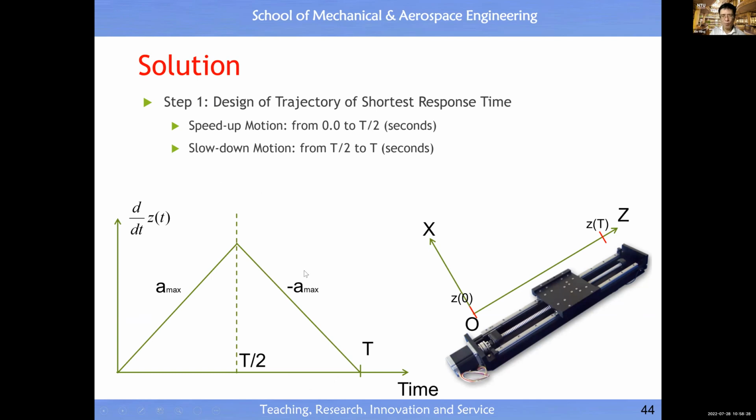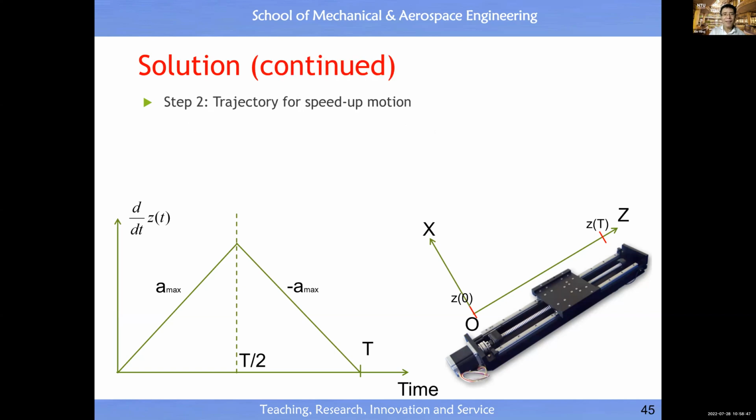Second movement is to slow down from the half traveling time all the way to the entire traveling time. So basically just 2 time intervals, okay? And the entire traveling time is T, then half should be T divided by 2, okay? Then during the speed up phase, right?